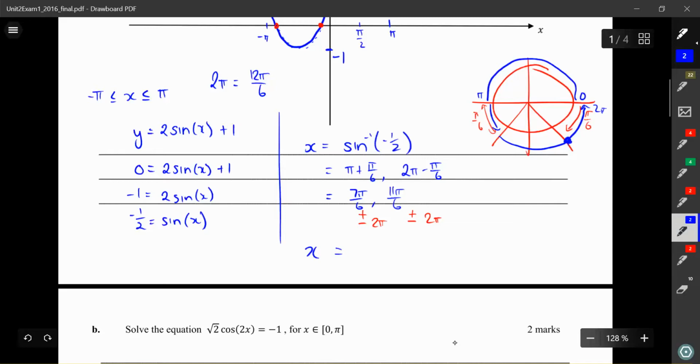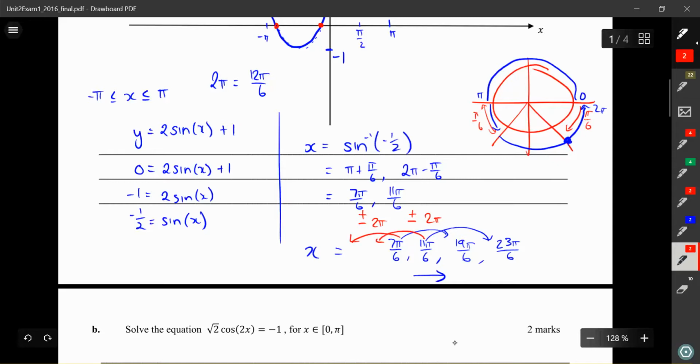So I'm going to write here 7 pi on 6 and 11 pi on 6. Now if I added, I'll be going that direction. True? So 7 plus 12 will give me 19 pi on 6, which doesn't help because that's way above pi. And if I added 12 to 11 pi on 6, that gives me 23 pi on 6, which again doesn't help. It's way above the domain. So what I should be doing instead is subtracting. I should be subtracting 12. So 7 minus 12 gives me -5 pi on 6. And then 11 take away 12 is -pi on 6.